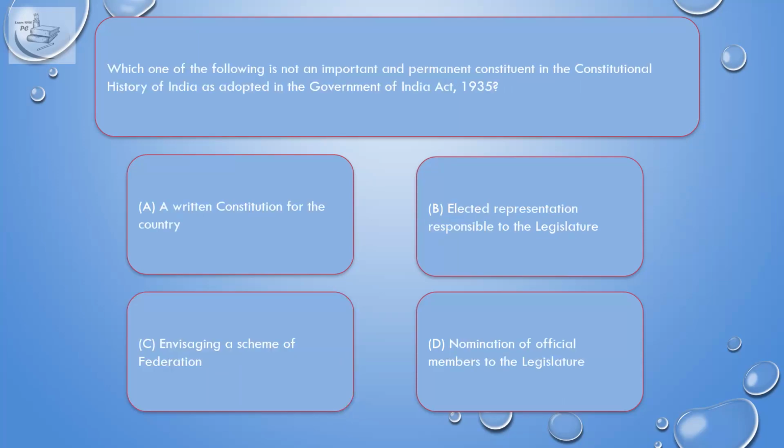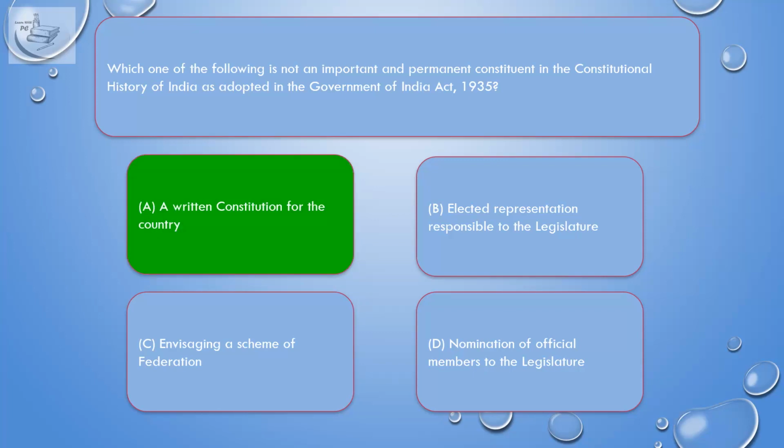Question: which one of the following is not an important and permanent constituent in the Constitutional History of India as adopted in the Government of India Act, 1935? A. A written constitution for the country. B. Elected representation responsible to the legislature. C. Envisaging a scheme of federation. D. Nomination of official members to the legislature. Correct answer is A. A written constitution for the country.